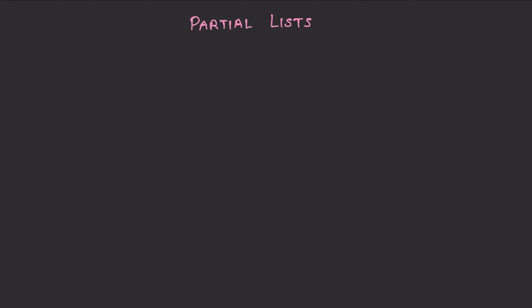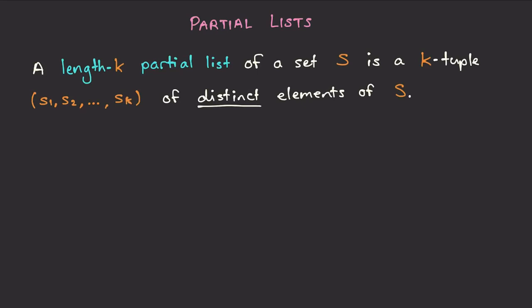Now we just saw how to count lists of a set, but in fact the ideas that we used work equally well to count partial lists of a set. We define a length k partial list of a set S to just be a k-tuple (s1, ..., sk) of distinct elements of S. So a length k partial list consists of k elements of S in order, and they all have to be different.